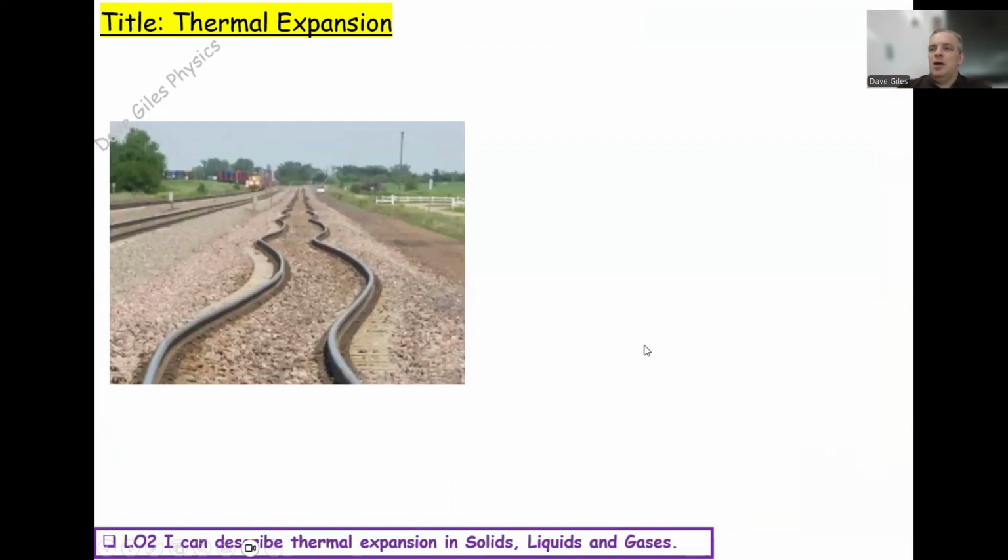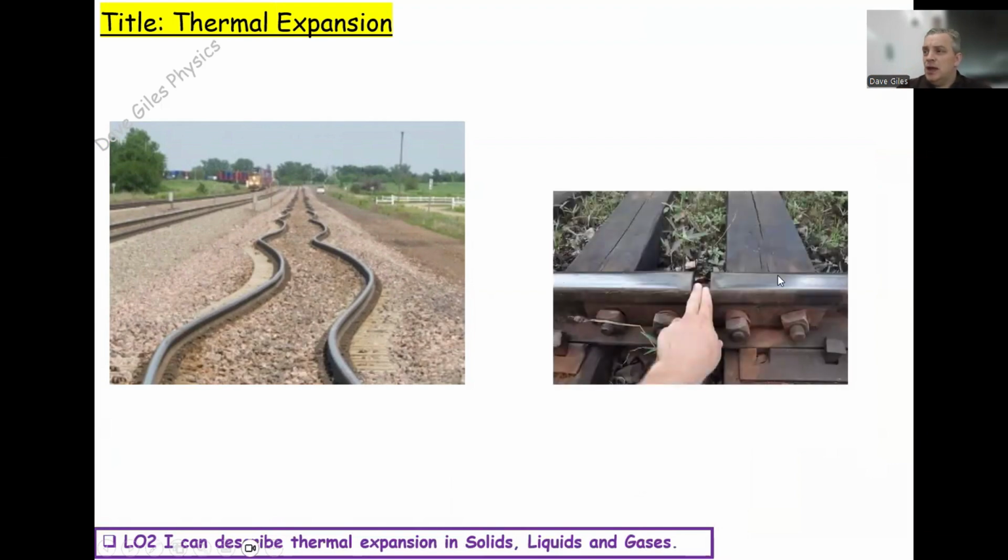So back to the railway from earlier. What's the solution to this problem? Well, same as the bridge. It's leave an expansion gap. So little gaps every certain distance along the train track, so that if it gets hot on a hot day or through the wheels heating up the tracks, there's room for it to expand without kinking like it has here.